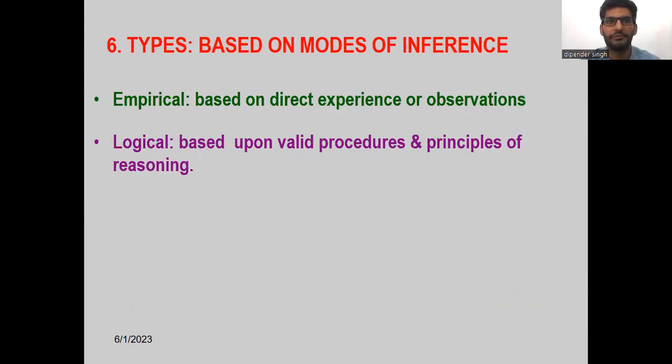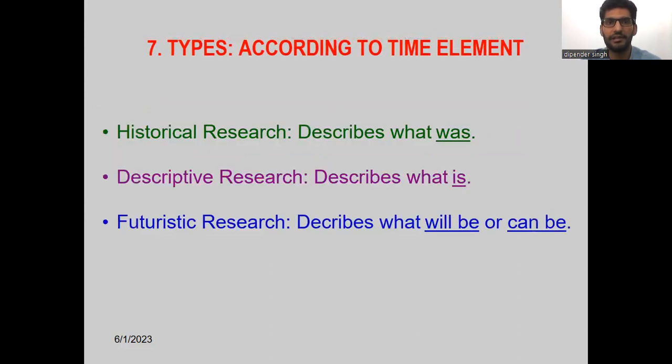Then there are types based upon the modes of inference: first, empirical, and then logical. Empirical is based on direct experience or observations. Logical is based upon valid procedures and principles of reasoning. Then there is a type of research according to the time element, in which three kinds of research can be done: historical, descriptive, and futuristic research.